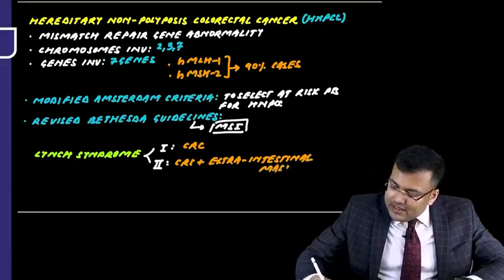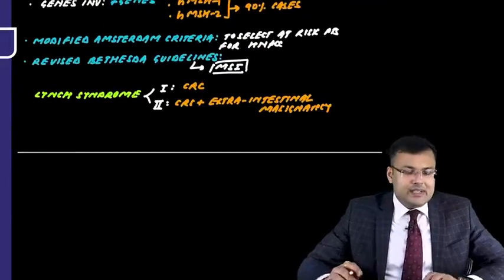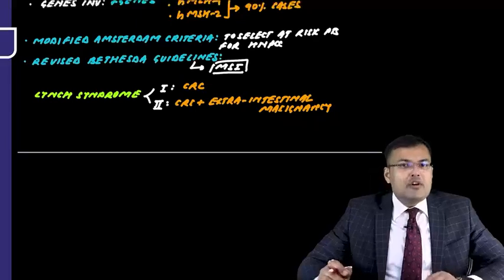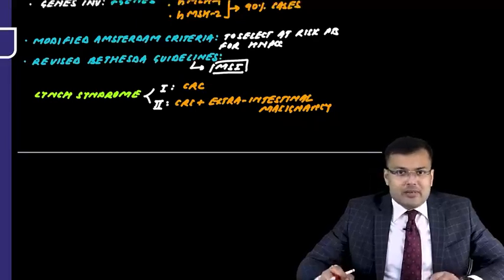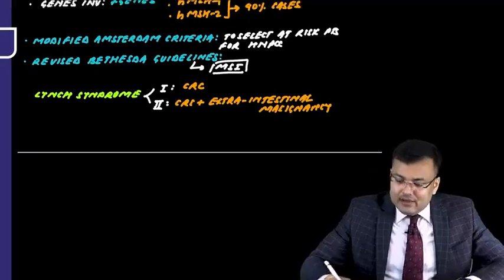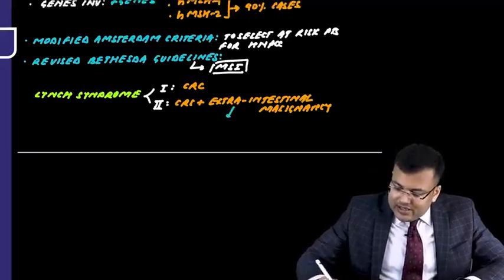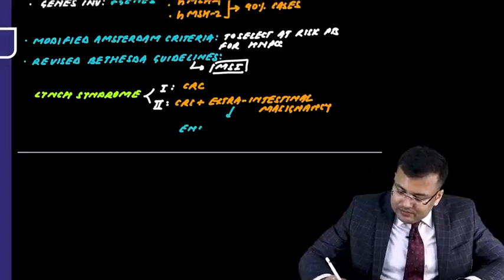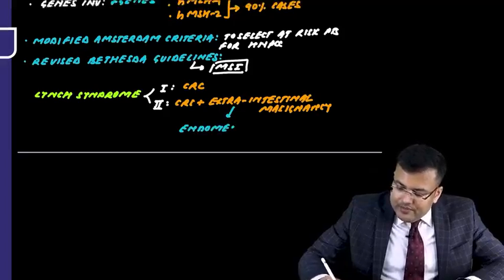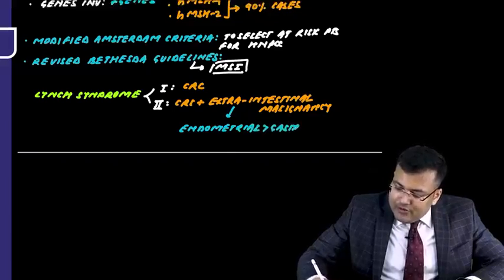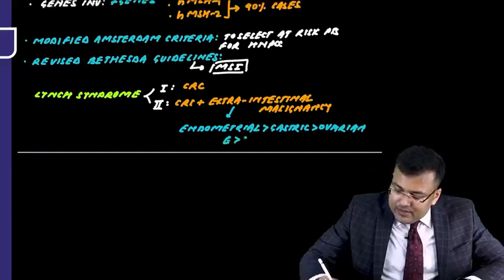Clear? So what is the most common extra-intestinal malignancy in patients of HNPCC? Carcinoma endometrium, followed by carcinoma stomach, that is gastric, followed by ovarian cancer. Clear? So how to remember? Mnemonic is EGO: Endometrial, followed by gastric, followed by ovarian.